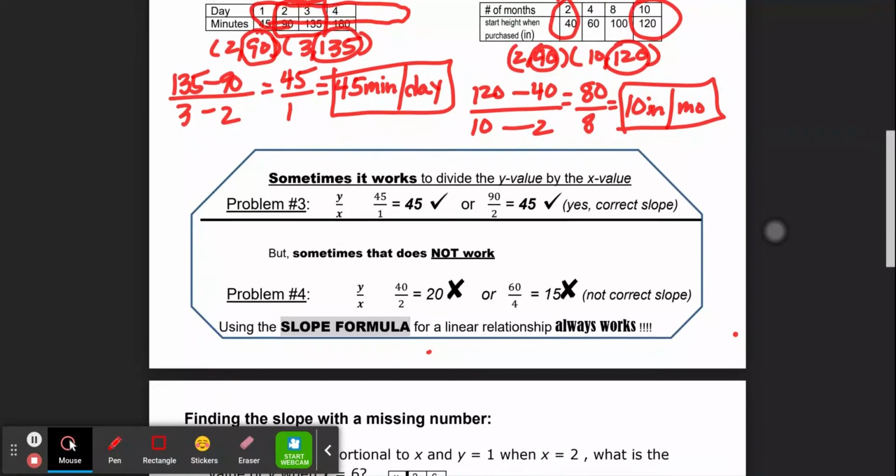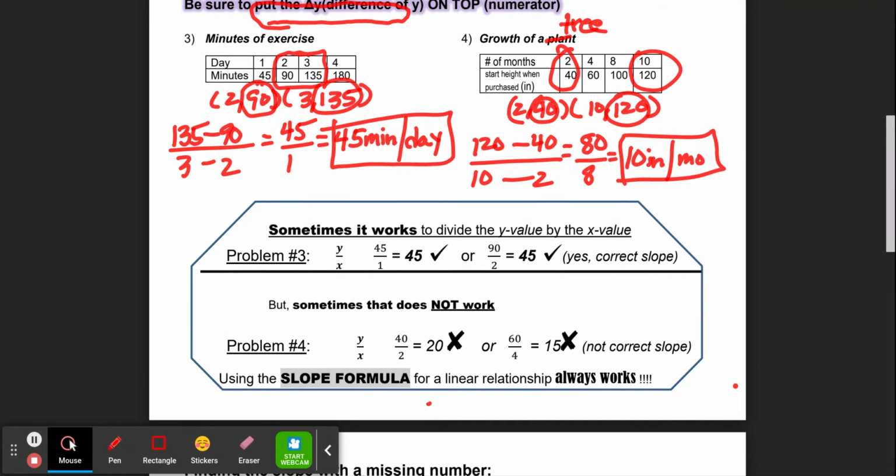It says sometimes it works just to take a y value and divide it by an x value. For instance, on number 3, your y is 45 and your x is 1. So 45 divided by 1 is 45, which is what our rate was. Or you could take the 90 divided by 2 and you get 45. So yes, this is the correct slope.